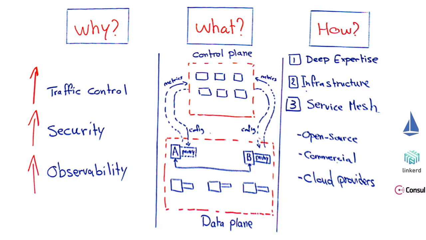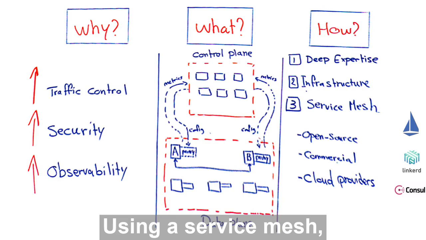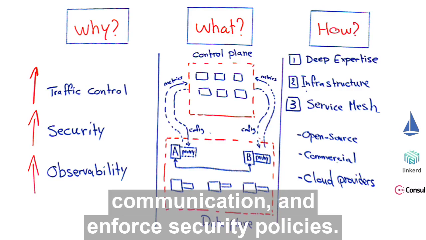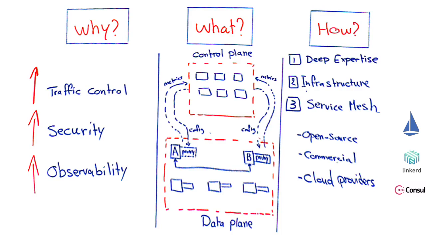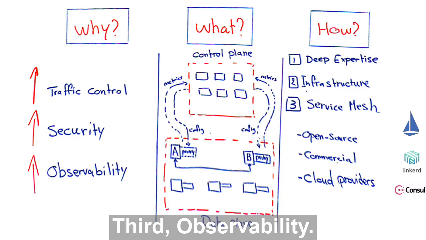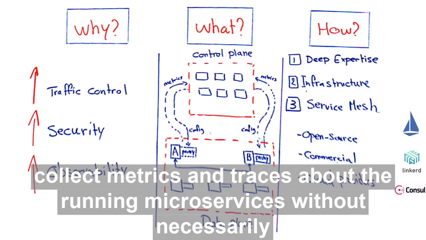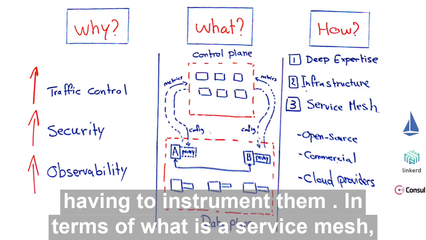Second, security. Using a service mesh, you will be able to establish encrypted channels for service-to-service communication and enforce security policies. Third, observability. Service meshes increase the observability of your system since you're able to collect metrics and traces about the running microservices without necessarily having to instrument them.